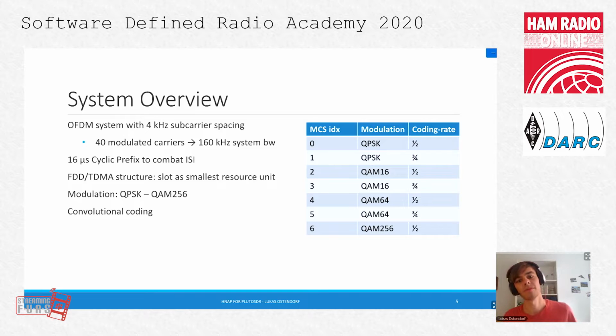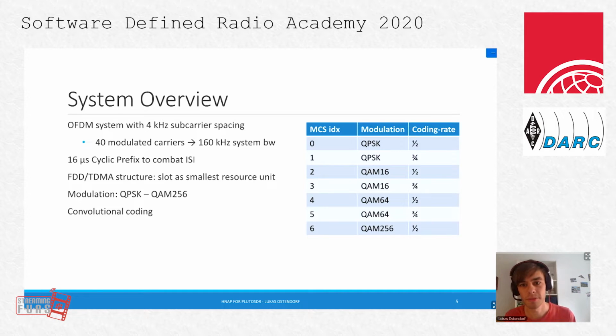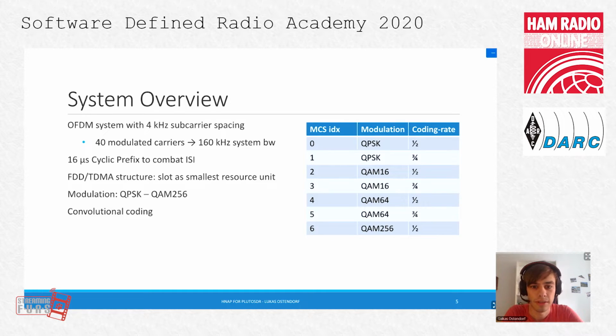For the modulation, as we wanted an adaptive data rate, we decided to go with quadrature amplitude modulation and defined modulation schemes from QPSK up to QAM 256. And we combined this with convolutional coding of rate 1/2 or 3/4.